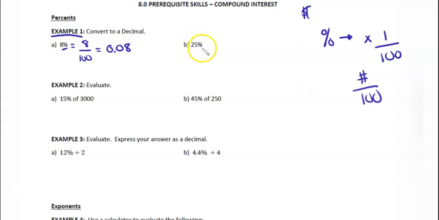We have to use the percentage as a decimal. B, 25%. Again, as soon as we see that percentage sign, we know that we're going to divide by 100. So throw this into your calculator and we get 0.25.